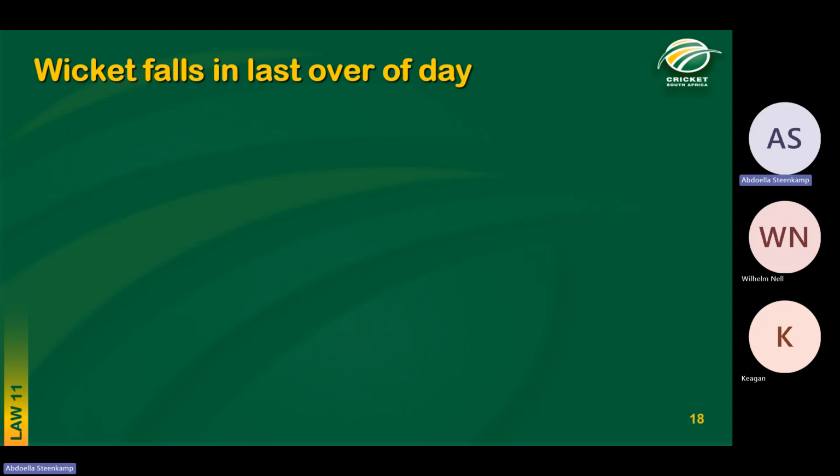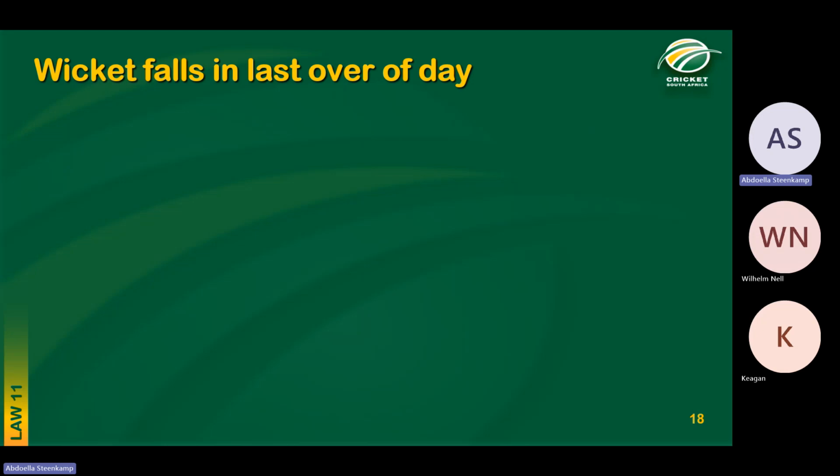What happens if a wicket falls in the last over of the day? We're going to do quite a few examples where we're going to see different scenarios and how to handle them. Before I go any further, I just want to confirm, in terms of your times for the day, we know we start at 10 o'clock and we end at 17:30, and the latest we can play to complete the overs is 18:00 hours.